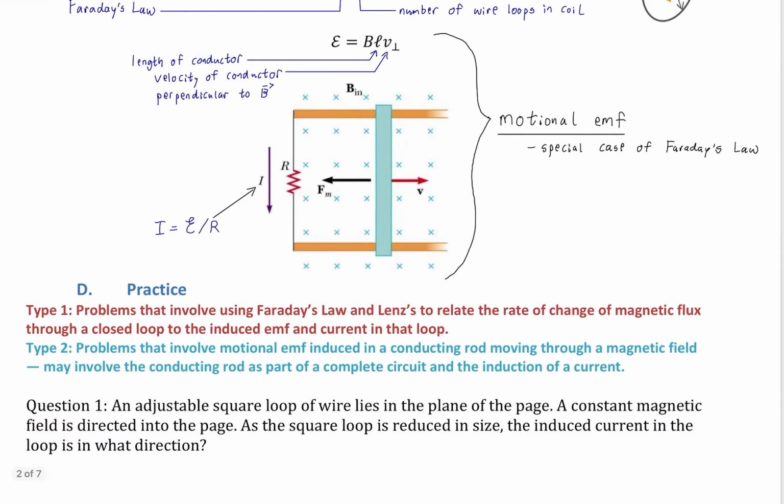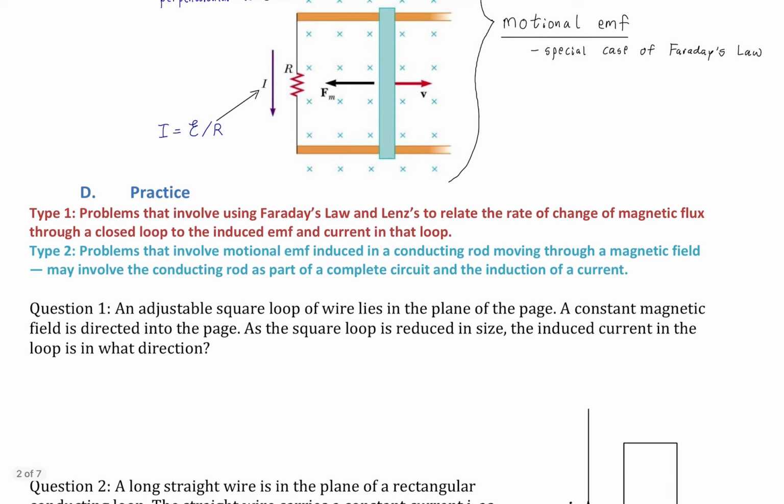All right, so let's take a look at our practice problems. We got two types: problems that involve using Faraday's law and Lenz's law to relate the change of magnetic flux through a closed loop to the induced EMF and current in that loop, okay? And then type 2, well, motional EMF problems, okay?